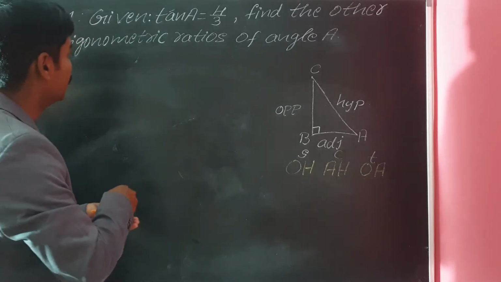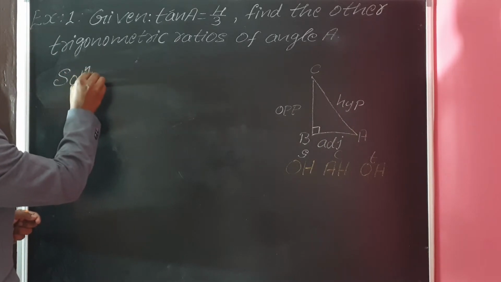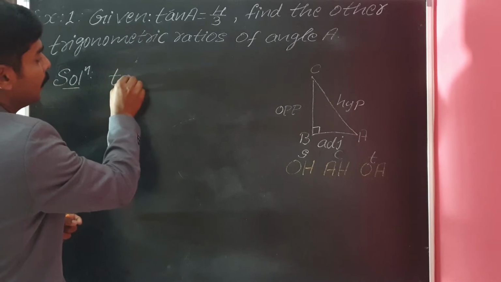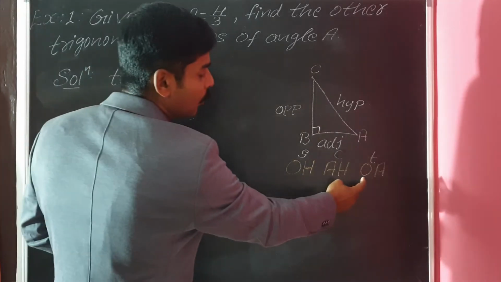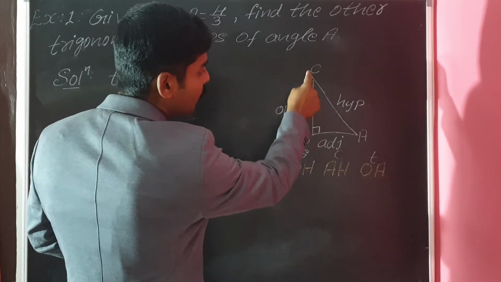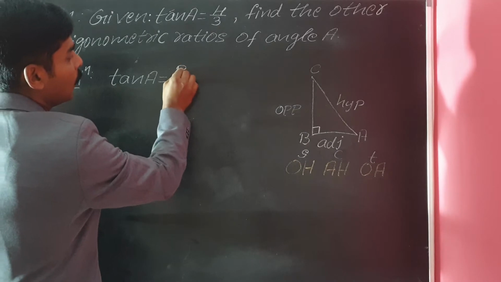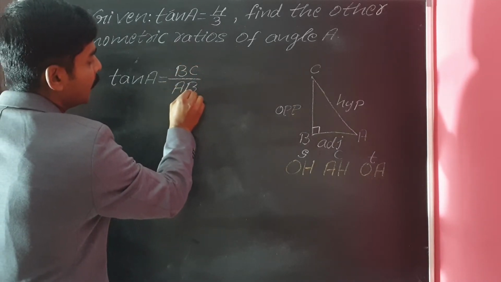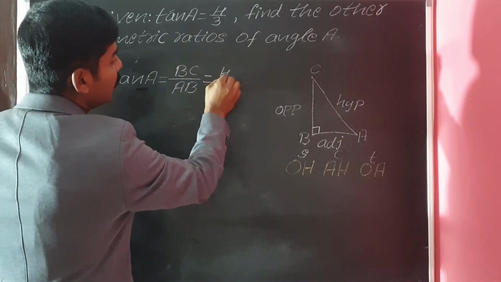Now let us see how to solve this problem. In this right angle triangle, what is tan A? Tan A is equal to opposite side by adjacent side. Opposite side is BC, adjacent side is AB. So opposite by adjacent is BC by AB, and it is given that tan A is equal to 4 by 3.